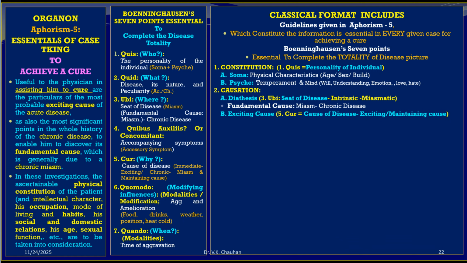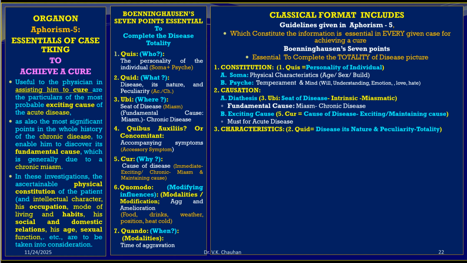Then the exciting cause is important. The fifth point of Boenninghausen, cur, tells us the disease, exciting and maintaining causes: your mode of life, your food habits, you are not eating healthy food, you are practicing physically deteriorating actions, exposure to cold, exposure to rain. You need to maintain your physical integrity, you need to have wholesome food, you need to have 3 liters of water, you are not drinking enough water, you are not taking enough minerals. Those causes also need to be known. They become maintaining causes. Exciting cause can be weather, chill, trauma. Exciting cause is a must for acute disease.